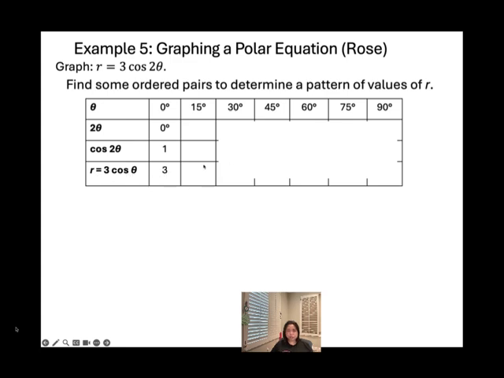If you can handle it, you could just skip this part. I just need to know what your theta is and what your r is. Okay, 15 times 2 is 30. Cosine 30 is about 0.9, times 3, which is 2.6. Try to use your calculator. Do it by yourself and fill in this table.